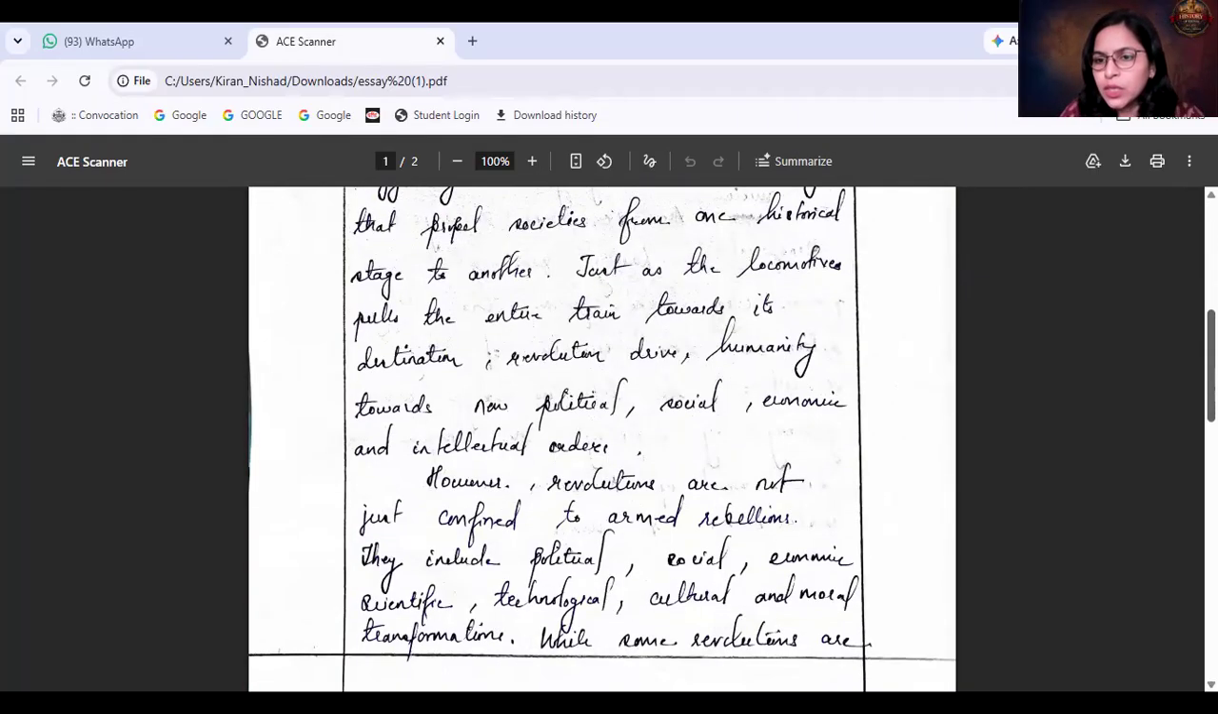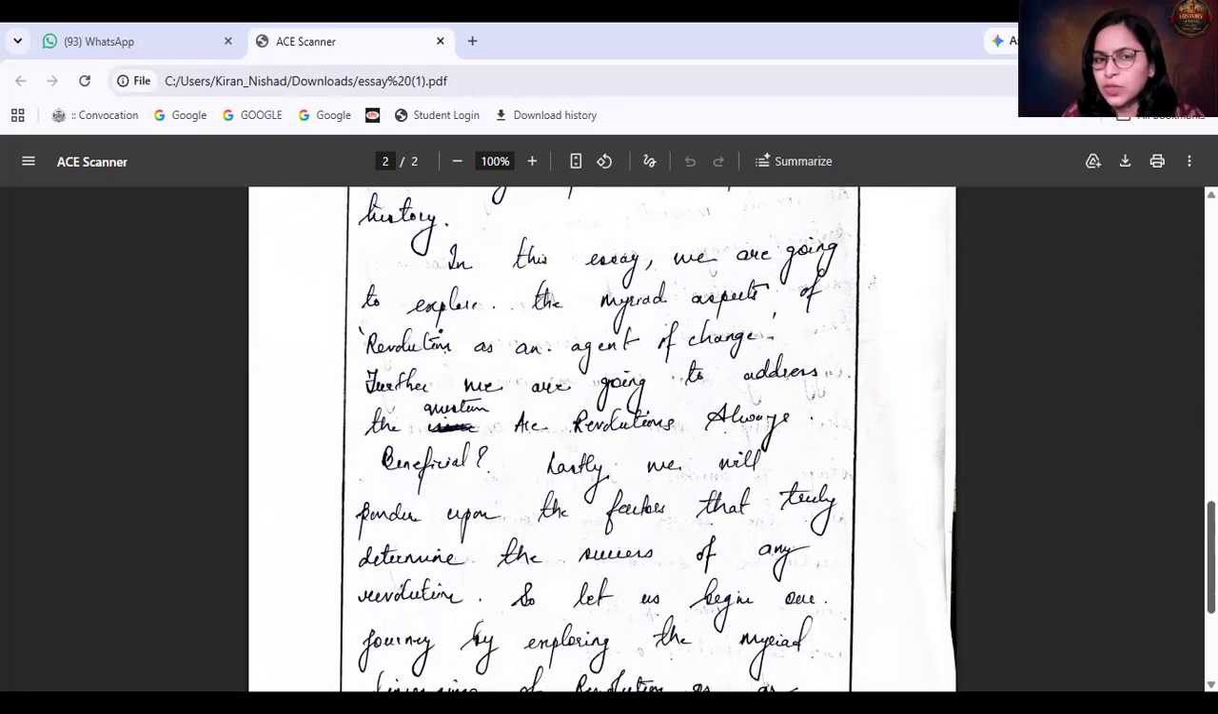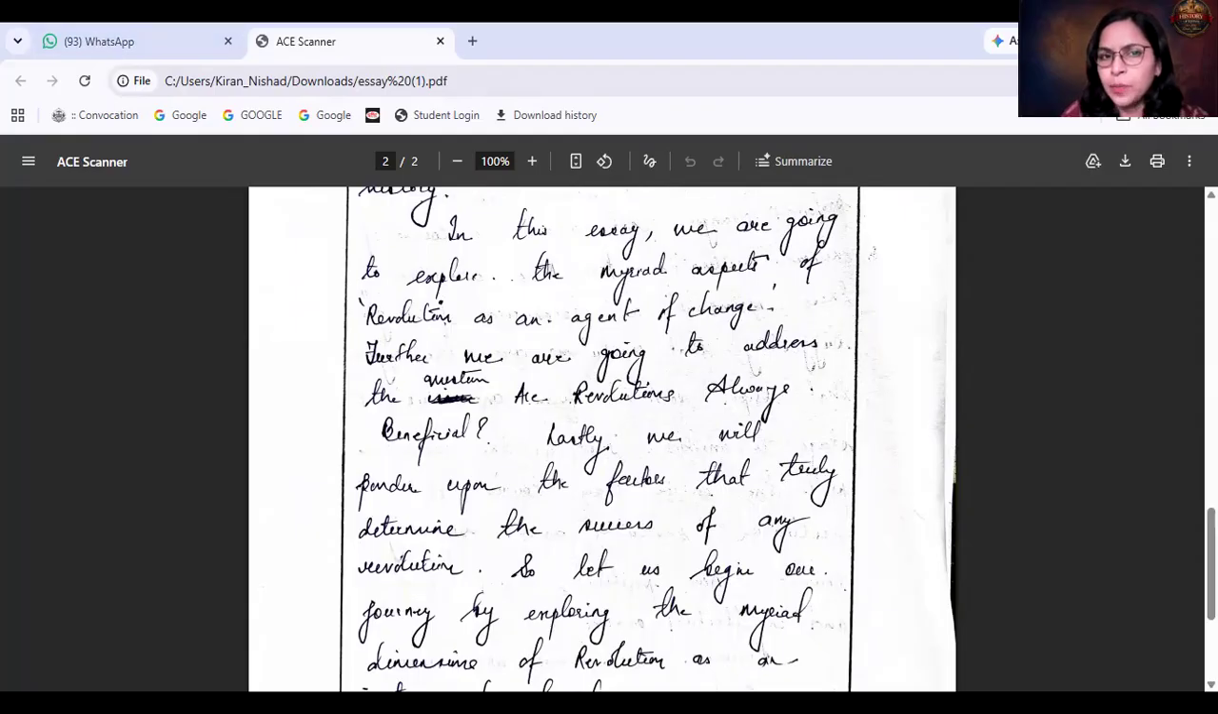Fine. Now, the third part of the introduction is the exploratory statement. Now, this is very important. Now, in the third paragraph, what I have written, let us emphasize on that. So I have written what we are going to explore in this essay. So I've mentioned that in this essay, we are going to explore the myriad aspects of revolution as an agent of change. Okay. So basically, I want to tell that revolution is definitely an agent of change. And in this particular essay, I'm going to explore that dimension of revolution as an agent of change.